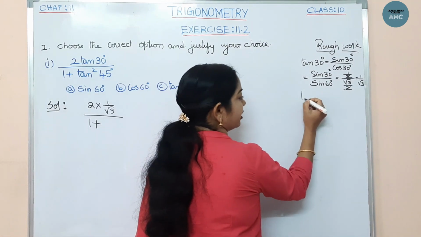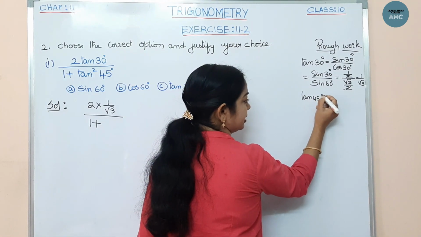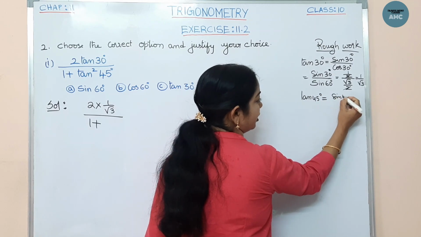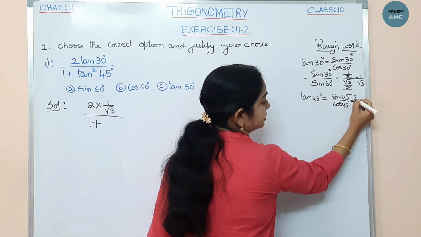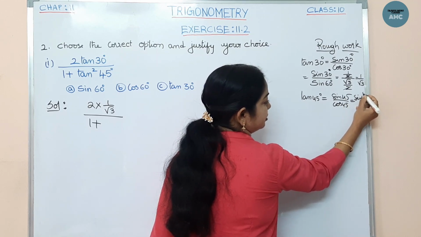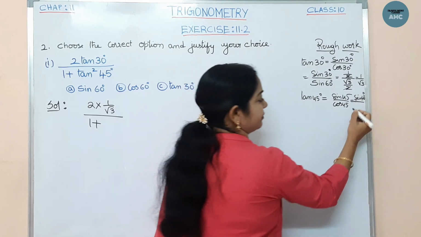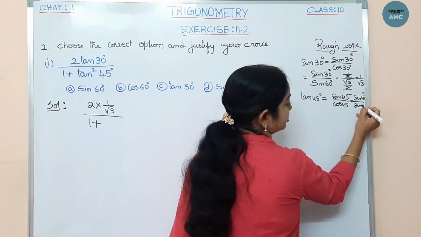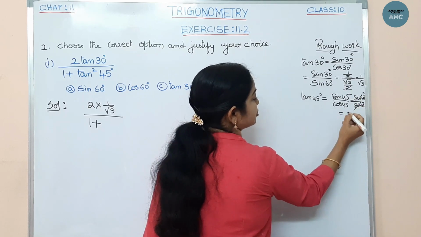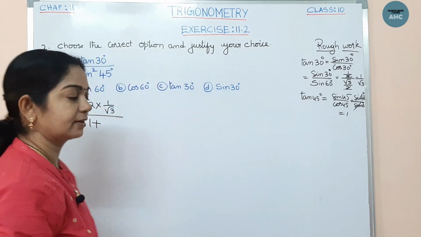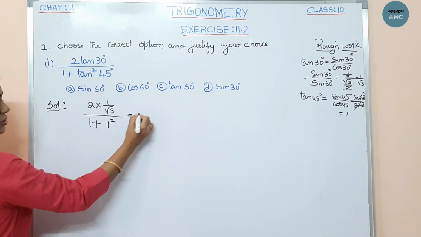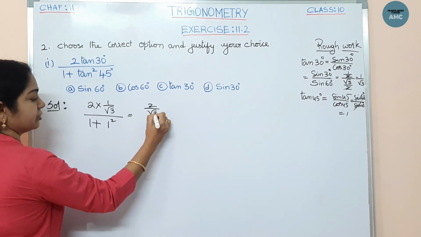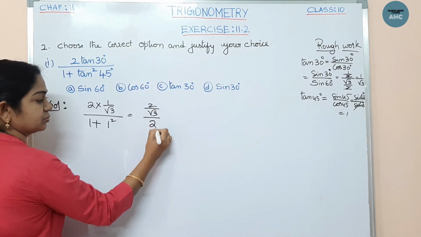Now tan 45, if you see here, it is sine 45 by cos 45. Now here I'll change into the complementary. Cos complementary is sine 45 again. So you can cancel off, that comes to 1, isn't it? So that is 1, but it is square, so 1 square. So here 2 by root 3 by 1 plus 1 is 2.